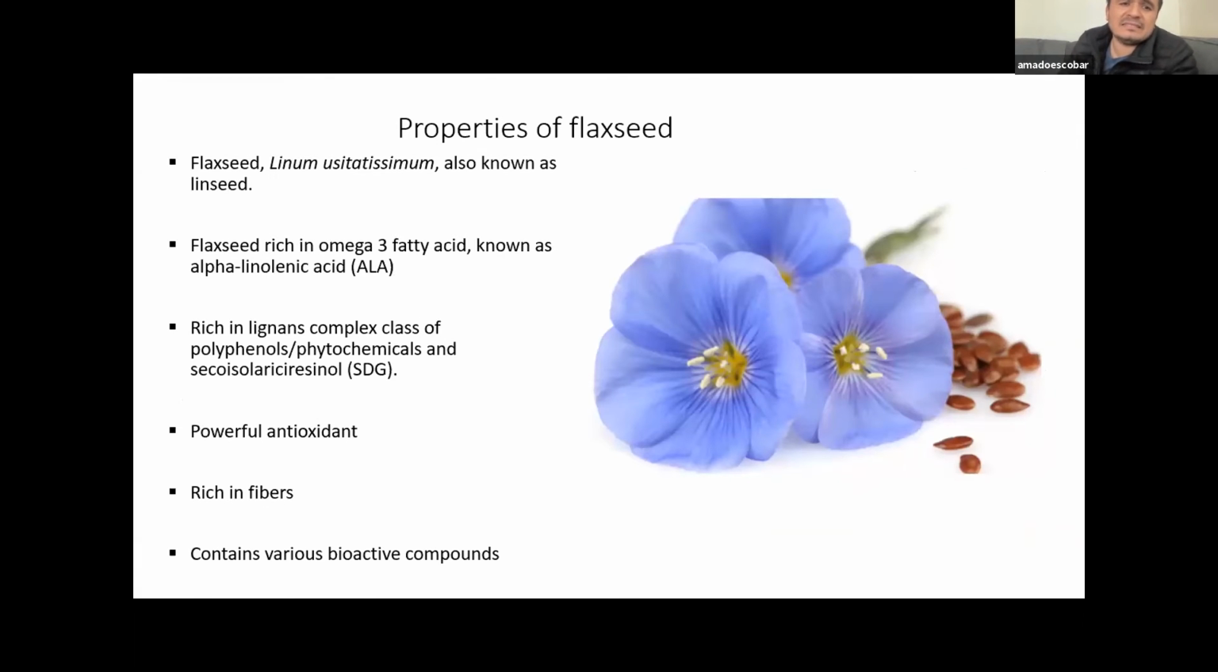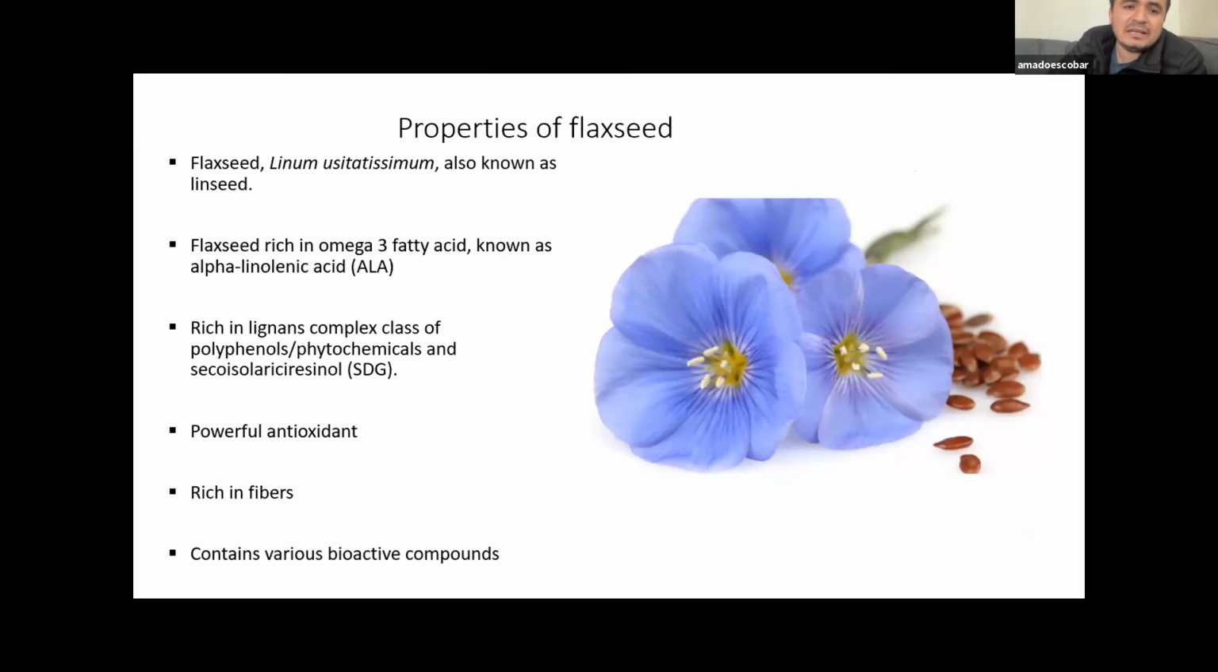The properties of flaxseed. Flaxseed, its scientific name is Linum usitatissimum, also known as linseed. Flaxseed contains numerous nutrients such as alpha-linolenic acid, which is omega-3. It contains fibers and lignans, which can ultimately support our well-being.